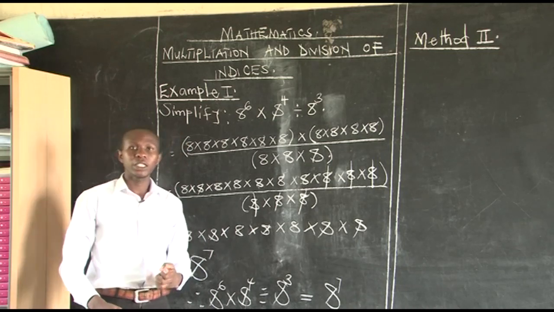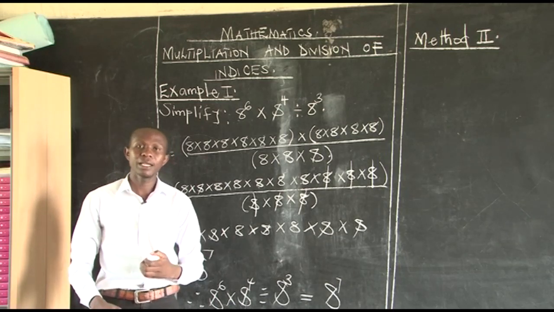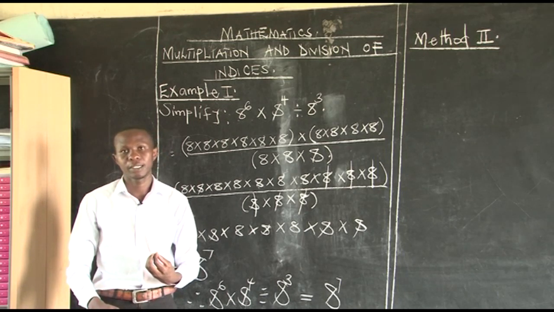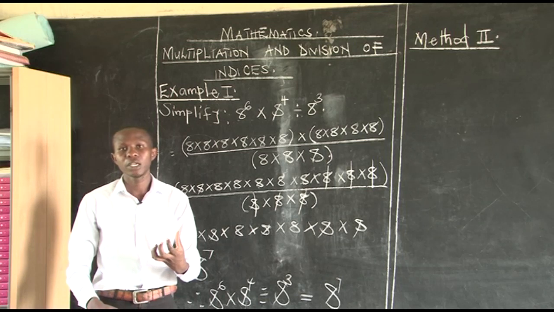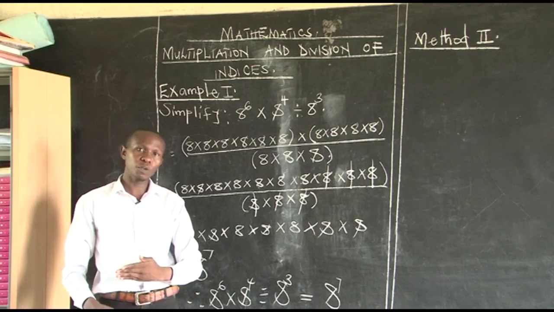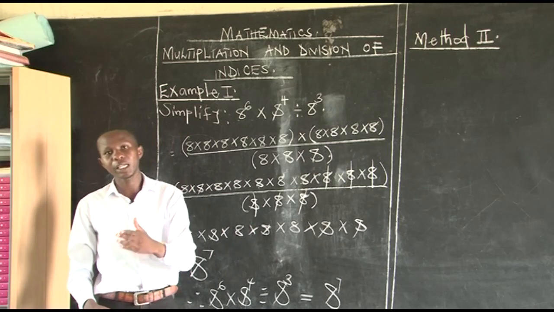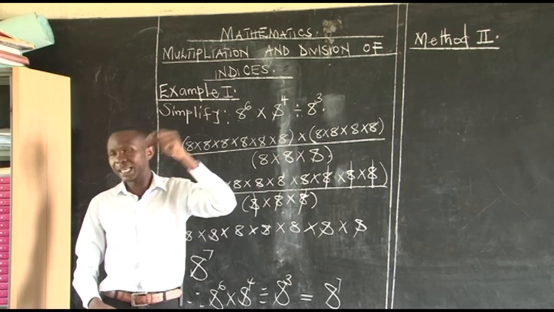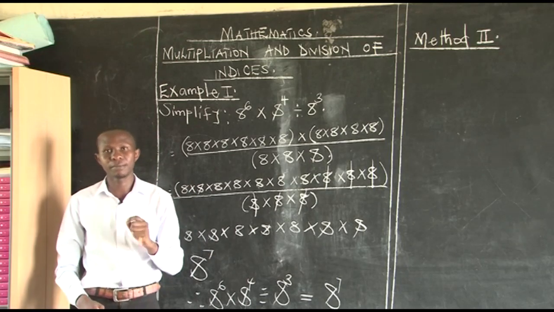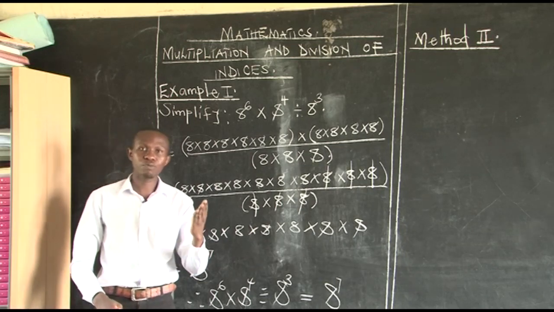On the same note about the law of indices, when we are dividing indices with the same bases, we always subtract the powers. When you are multiplying, we add the powers. When we are dividing, we subtract the powers, only if their bases are the same. But if they are not the same, you are not allowed to subtract or add.